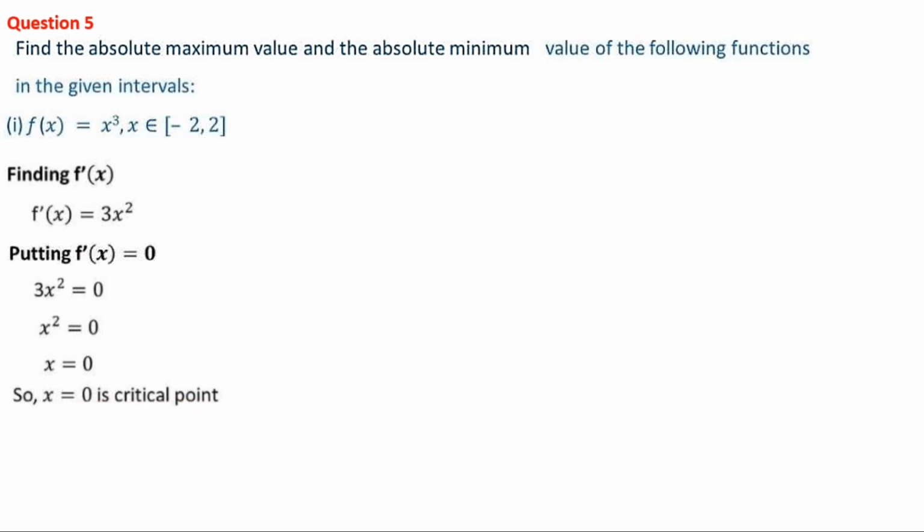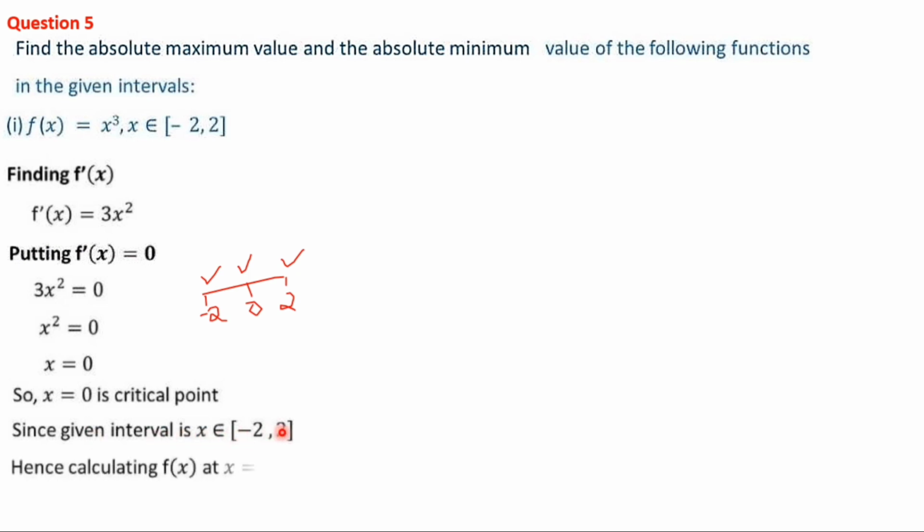Now it is given to us closed interval minus 2 comma 2, and between these minus 2 comma 2 only the 0 is there. So if you draw a number line here, and put minus 2 and this one is 2, then between minus 2 and 2, 0 will be coming. So there are three critical points we have got: one is minus 2, 0, and another one is 2. So since the given interval is x element of minus 2 comma 2, we are calculating f of x at minus 2, 0, and 2.